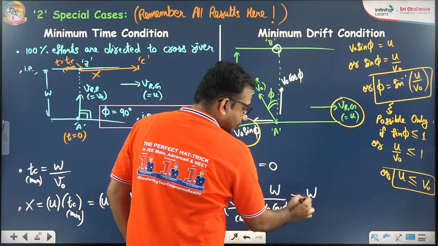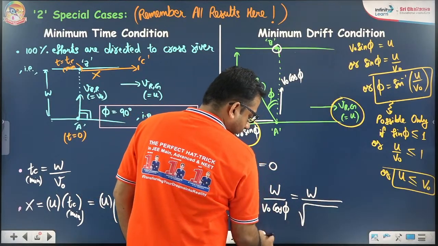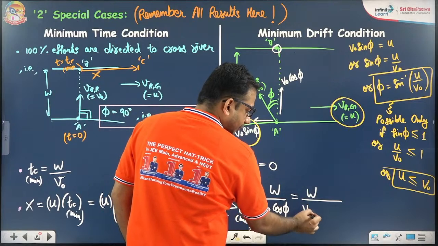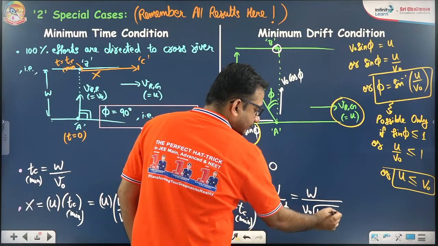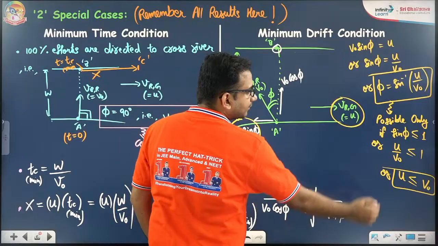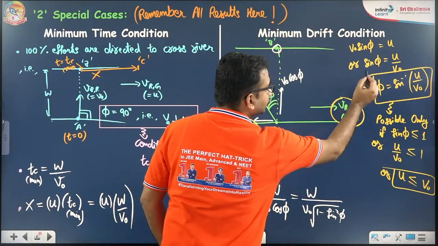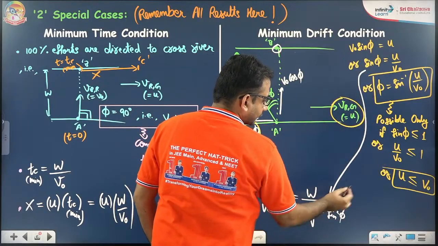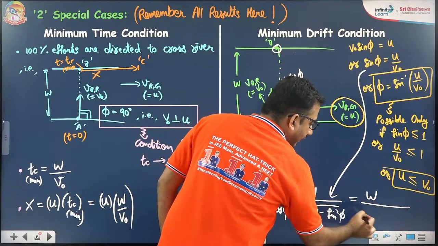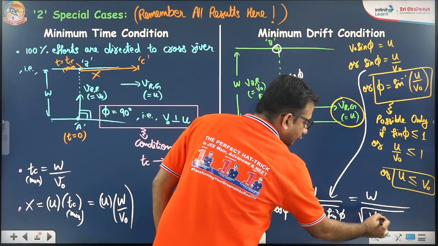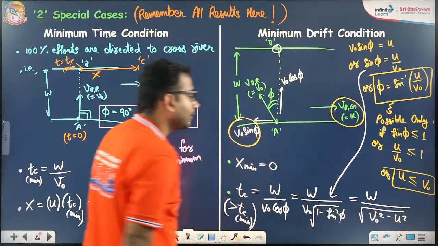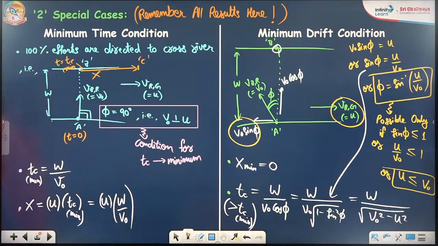So that will be W by V naught into the square root of 1 minus sine square phi. Then further you can keep the value of sine phi over here, and the final value will be W by the square root of V naught square minus U square.